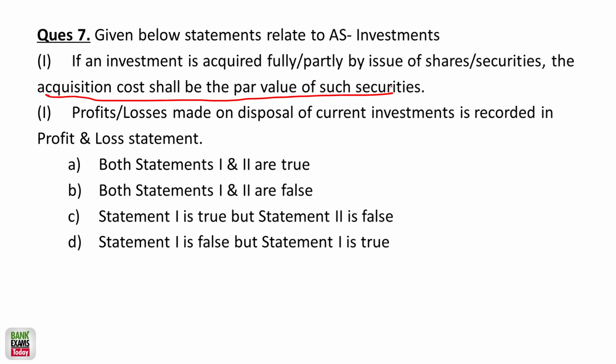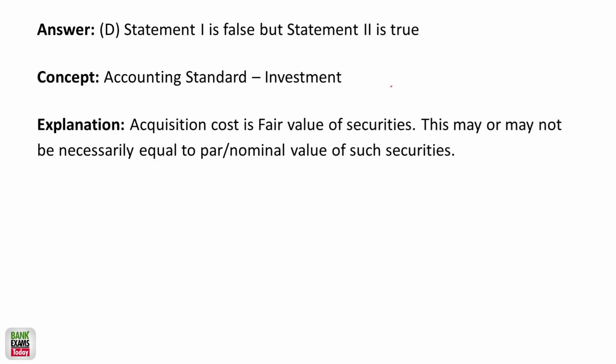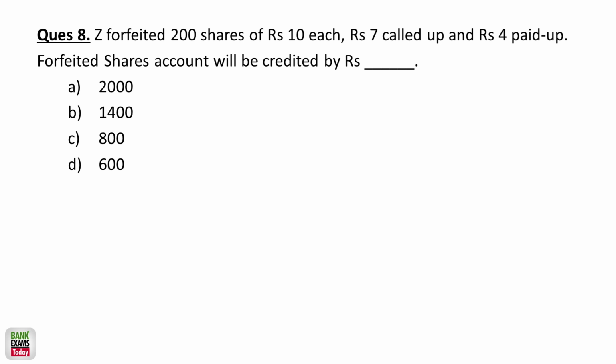Profit or loss made on disposal of a current investment is recorded in the profit and loss account. The second statement is actually correct, but the first statement is false because acquisition cost is the fair value of the security, not the nominal value. It should be the fair value or the marketable value of the security. That is the acquisition cost.